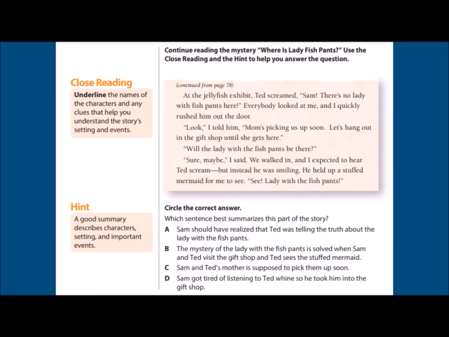Which sentence best summarizes this part of the story? So what I'm going to do right now is think, what are my characters, my setting, and what's an important event? What's the most important thing that's happened in this story? All right, so go ahead and pause the video and see if you can identify the correct answer.